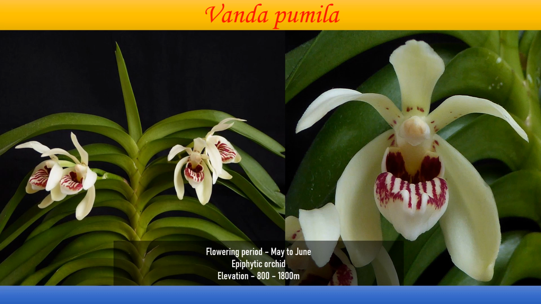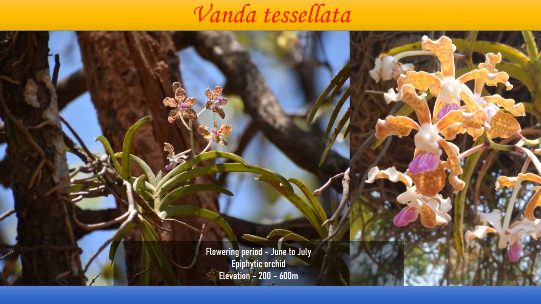Then move to our next. Then comes our Vanda tessellata. So Vanda tessellata is also an epiphytic orchid, and the flower pattern you can clearly see. It has color variation. Sometimes brownish yellow, sometimes maroonish yellow, or sometimes very dark in color, or sometimes light. So these are some of the color variations of Vanda tessellata. So you will never get confused with other Vanda species, because it has a color variation.